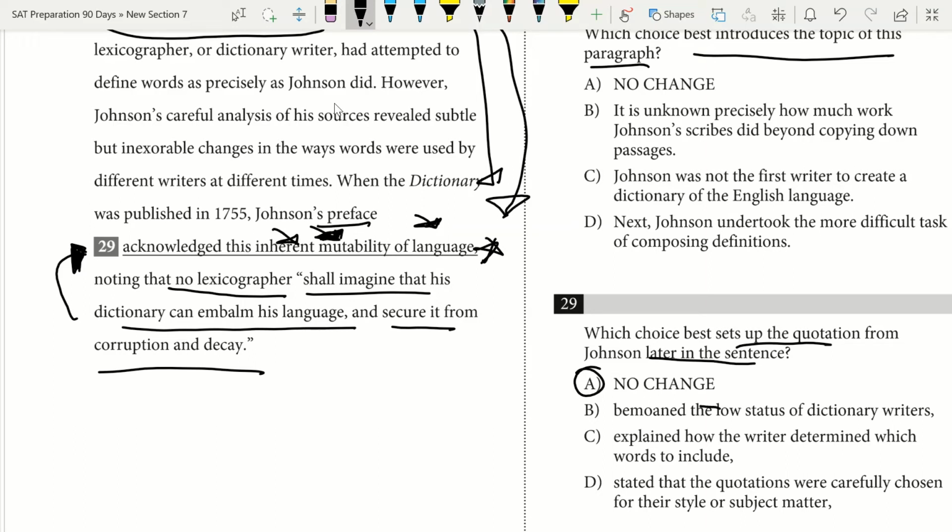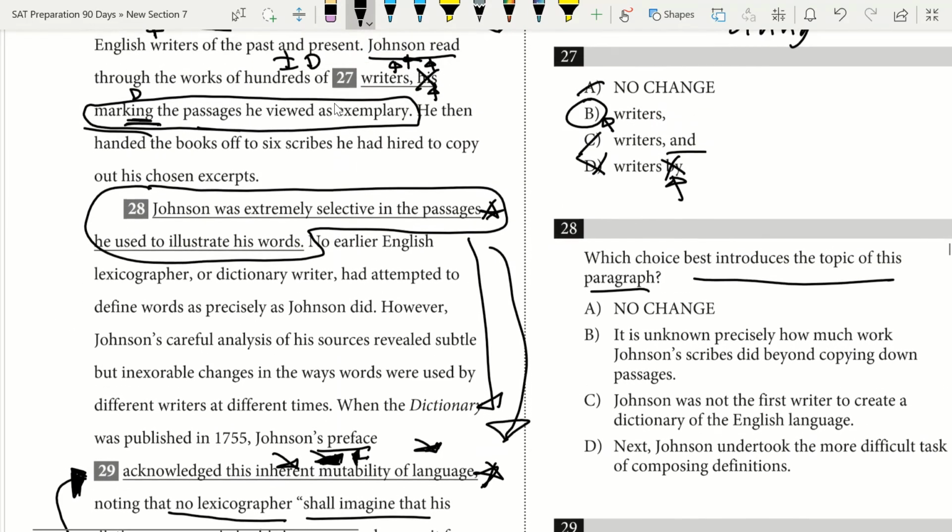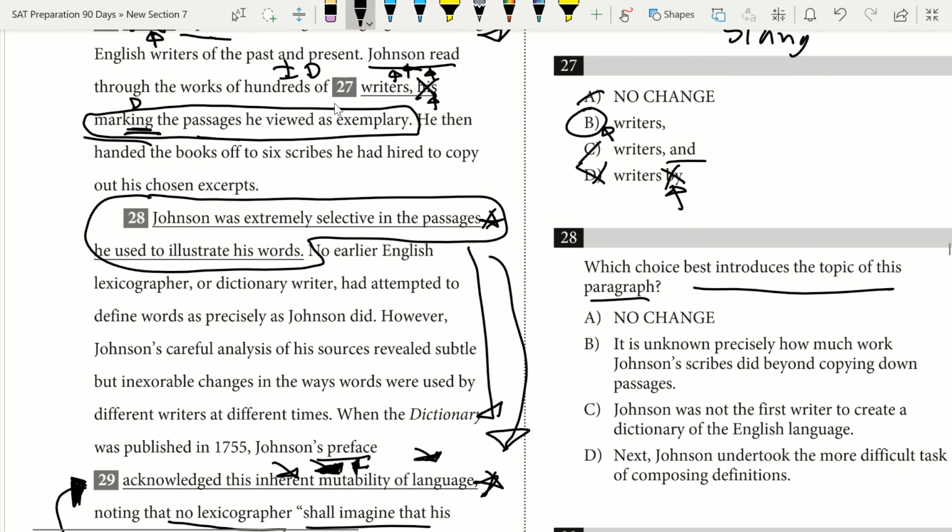He's not bemoaning the low status of dictionary writers because he doesn't talk about that. He's not explaining to the writer how he determined which words to include, so we can get rid of that as well. He's not stating that the quotations were carefully chosen for their style and subject matter either. Okay, he's just acknowledging that the English language is constantly changing and that what he writes now may be mutable or unheard later on. All right, so now we can go back and say what introduced the topic of this paragraph, right?